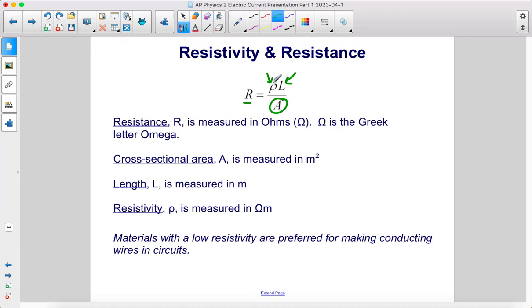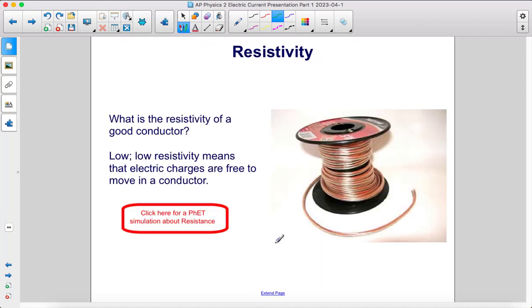Materials with a low resistivity are preferred for making conducting wires and circuits. What is the resistivity of a good conductor? Low. Low resistivity means that electric charges are free to move in a conductor.